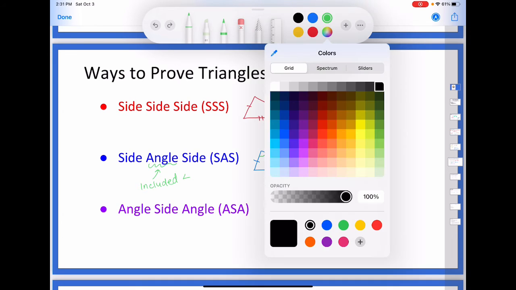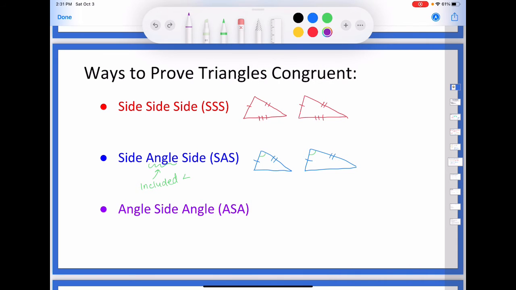Now, our last option here is angle, side, angle. Now, we saw in our warm-up that angle, angle, angle, knowing all 3 angles, wasn't enough, because then my triangle could get bigger or smaller. But if I know that I have this pair of angles congruent and a second pair of angles congruent, and if I have the side in between them, so again, notice it's in between. Here we go. This is the included side. So it has to be the side in between those two pairs of congruent angles.